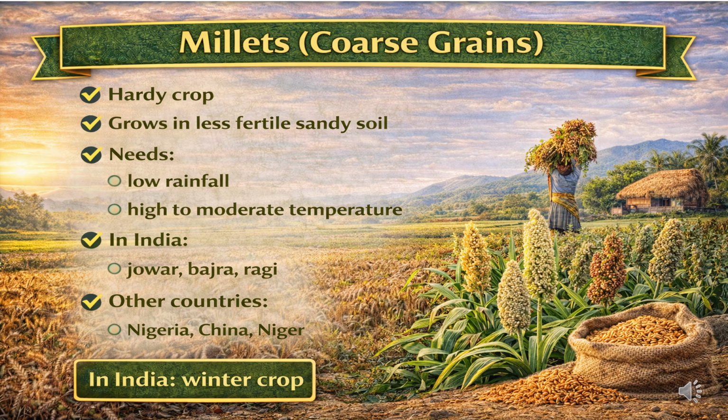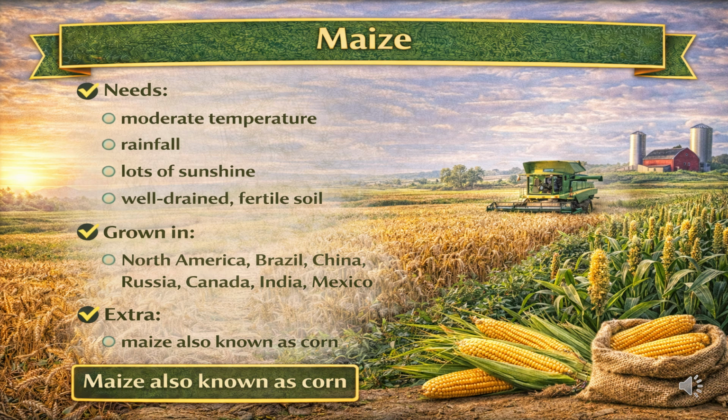Now let's learn about millets. Millets are hardy crops and grow in less fertile sandy soil. They need low rainfall and high to moderate temperature. In India, common millets are jowar, bajra, and ragi. They are also grown in Nigeria, China, and Niger. Next is maize, also called corn. It needs moderate temperature, rainfall, lots of sunshine, and fertile soil. It is grown in North America, Brazil, China, Russia, Canada, India, and Mexico.